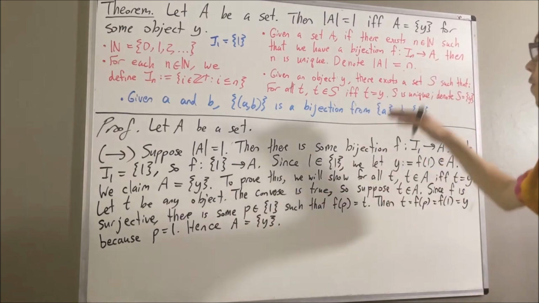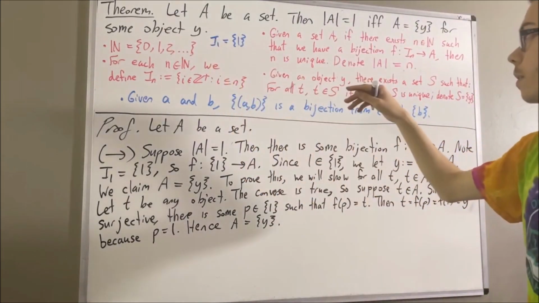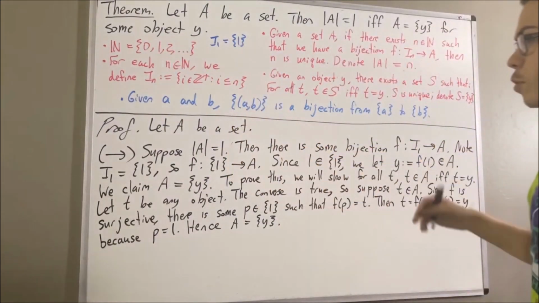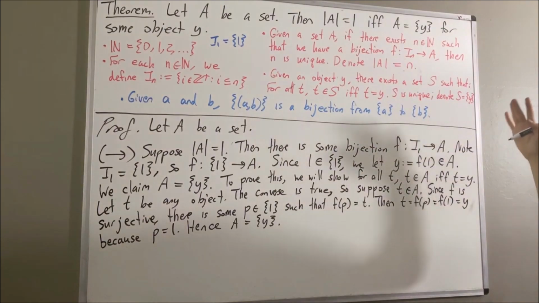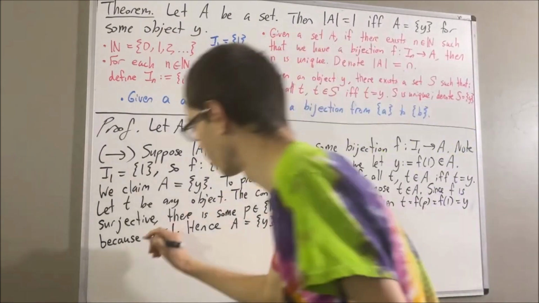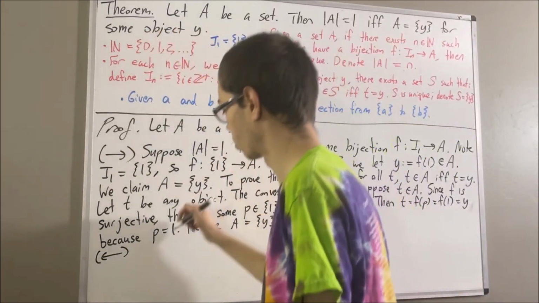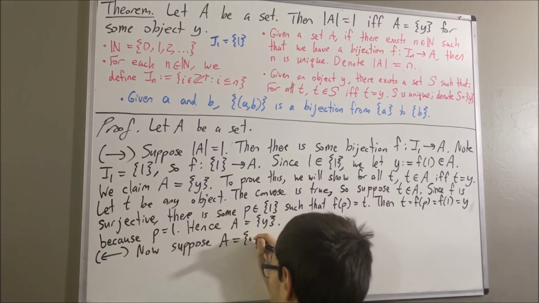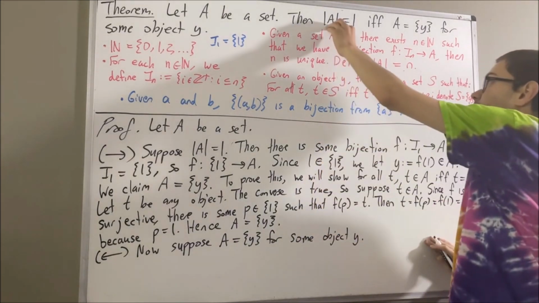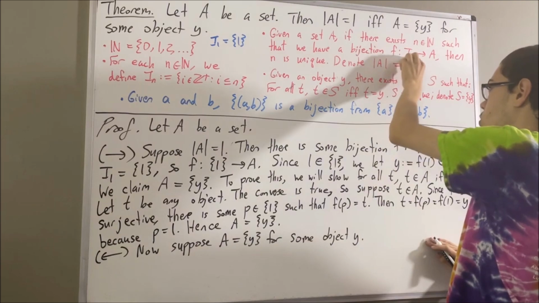So we have proven that A is equal to the singleton set of y for some object y. So we have proven if this is true, then this is true. That proves the forward direction. Now we're going to prove the converse. That is, we're going to prove if this is true, then this is true. And to do so, suppose this is true. And our goal is to prove that the number of elements in A is equal to 1. Meaning, we want to find a bijection from I1 to A.